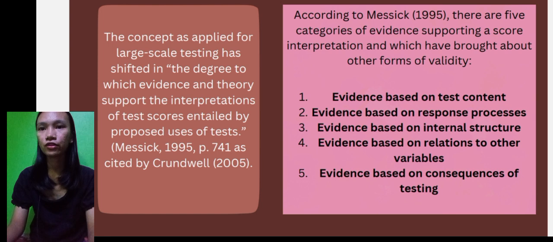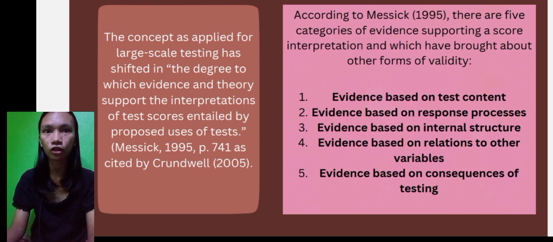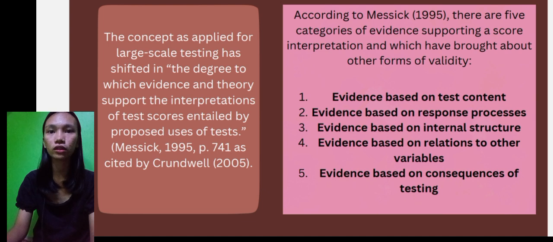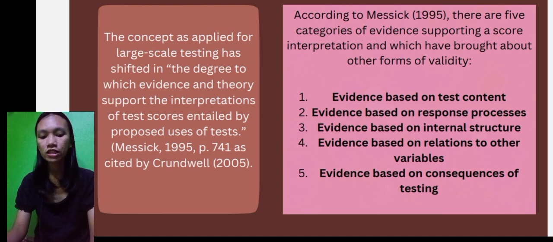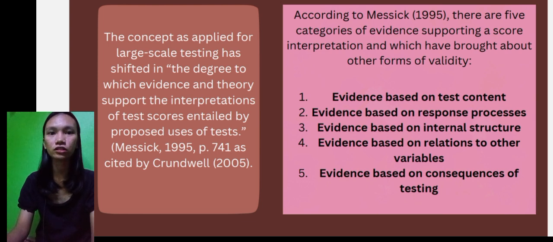So, there are five types of evidence for validity that are part of a framework proposed by Messick to assess the overall validity of a test. The first one is the evidence based on test content. It evaluates how well the test items represent the full content domain of the construct being measured. It helps to establish that the test adequately covers the concept it aims to assess. The second one is the evidence based on response processes. This refers to the cognitive and psychological processes that test takers engage in while answering test items.